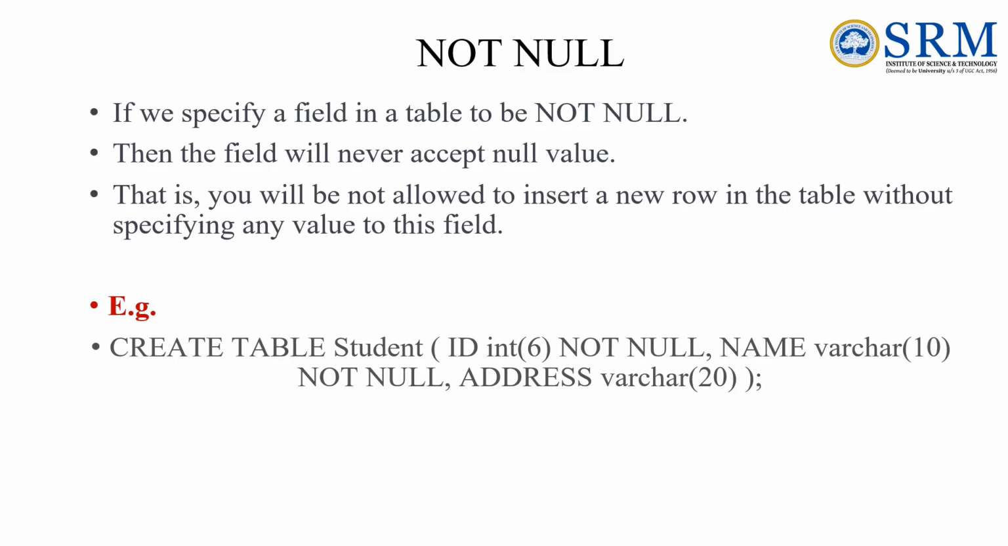Coming to the next slide, the first heading is NOT NULL. What is the work of NOT NULL? It ensures that a column cannot have a null value. The field will never accept a null value. For example, when I am inserting values into a table called student, with ID, name, and address, without applying the NOT NULL constraint, I am entering the ID as 1, name as XYZ, and address as USA. These are the things we normally do.